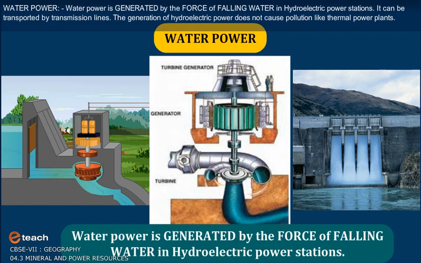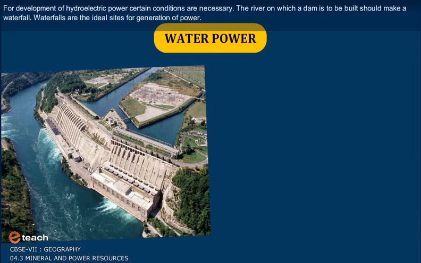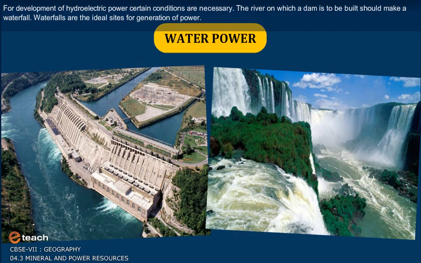It can be transported by transmission lines. The generation of hydroelectric power does not cause pollution like thermal power plants. For development of hydroelectric power, certain conditions are necessary. The river on which a dam is to be built should make a waterfall.